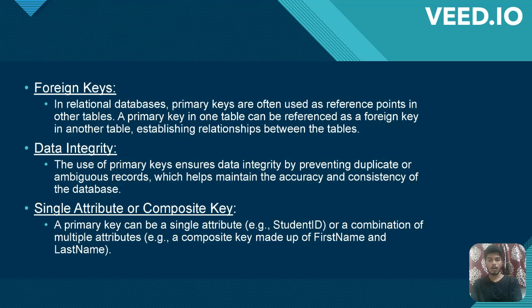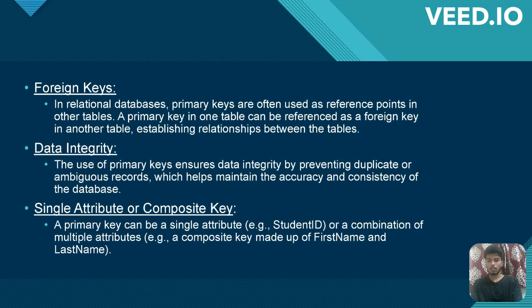Foreign key: in relation to primary keys, they are often used as reference points in other tables. A primary key in one table can be referenced as a foreign key in another table, establishing a relationship between the tables. Data integrity: the use of a primary key ensures data integrity by preventing duplicate or ambiguous records, which helps maintain the accuracy and consistency of the database.